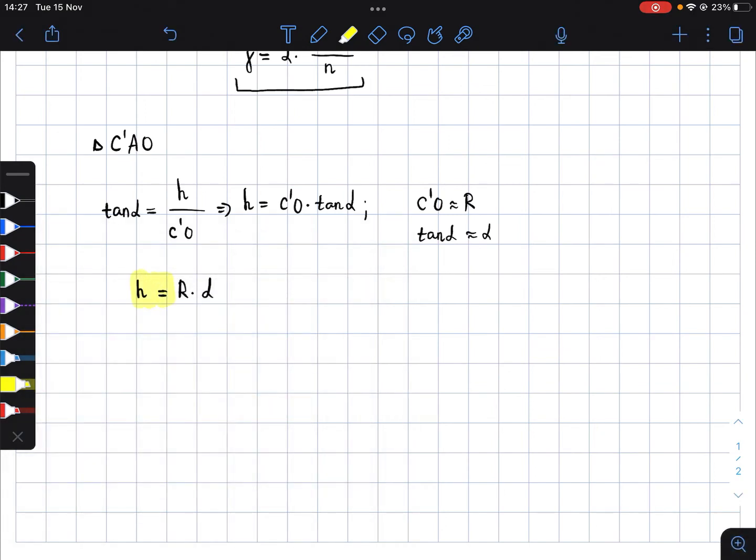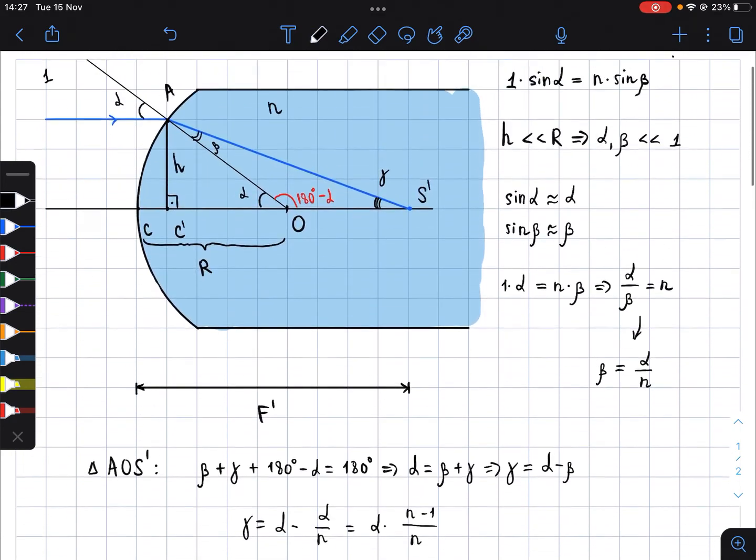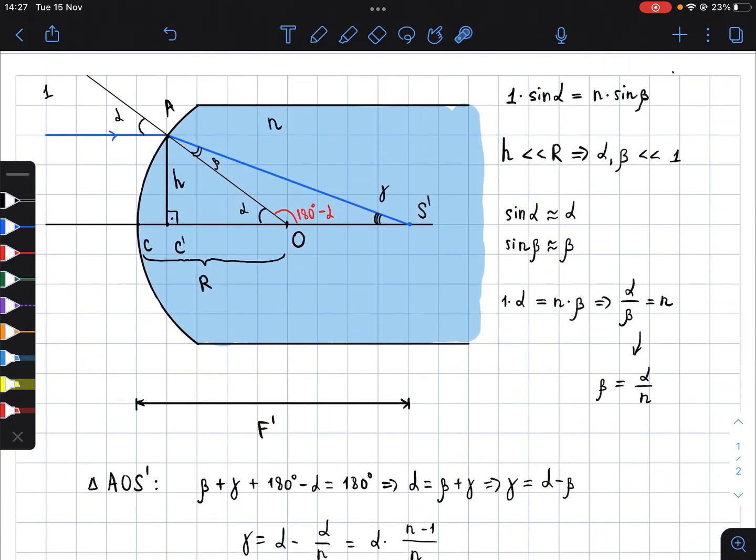Okay, now let's look at also another right angle triangle. It will be triangle A, S prime and C prime. This is the right angle triangle, and this angle is equal to gamma, so it means that our tangent gamma is going to be H divided by this distance, C prime S prime.